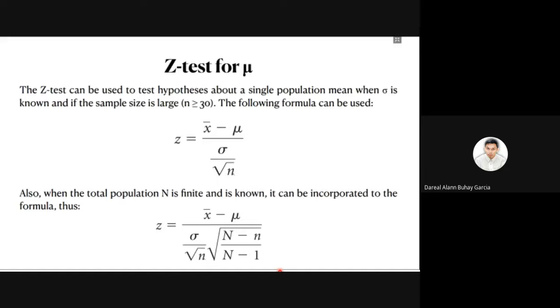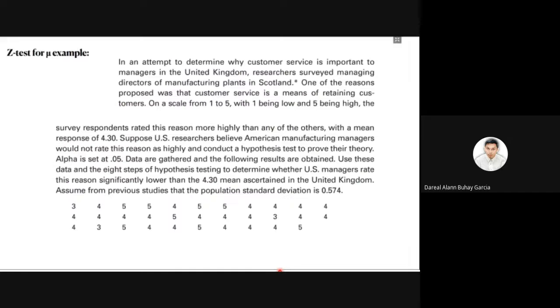So how are we going to use these formulas? Let's look at an example. In an attempt to determine why customer service is important to managers in the United Kingdom, researchers surveyed managing directors of manufacturing plants in Scotland. One of the reasons proposed was that customer service is a means of retaining customers. On a scale of 1 to 5, with 1 being lowest and 5 being highest, the survey respondents rated this reason more highly than any of the others, with a mean response of 4.3.